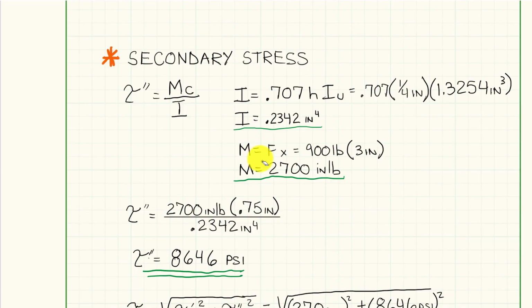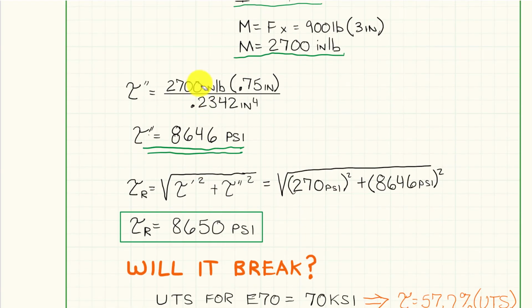We can calculate the moment. That's going to be at the wall we talked about, 900 times 3 inches. That's going to be our maximum moment. So we have everything we need right here to put in this equation. And that's what we did here. We populated it, C being the radius, the distance to our neutral axis there. And we got tau double prime.